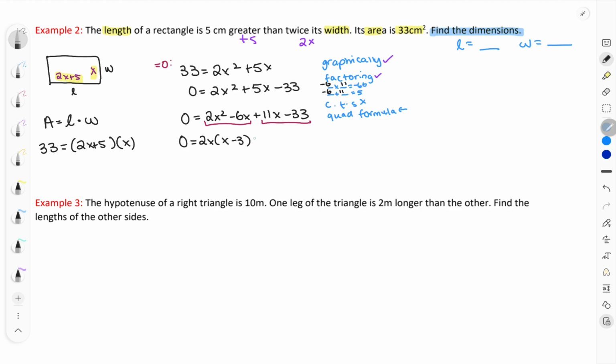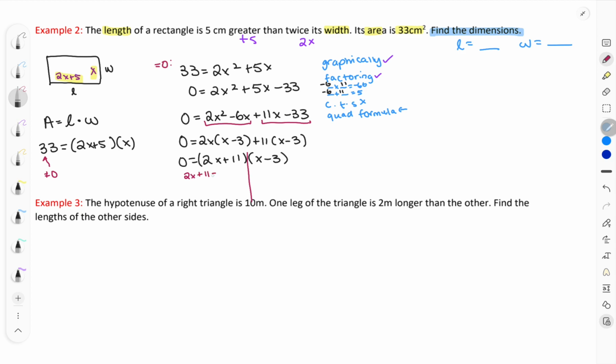GCF: 2x(x minus 3) plus 11(x minus 3). So I get a (2x plus 11) and an (x minus 3). Now I can solve each of these for 0, right? Because it's equal to 0, I can use the zero product property. I can't do that here because this is not equal to 0. I don't have any rules about things that multiply to 33.